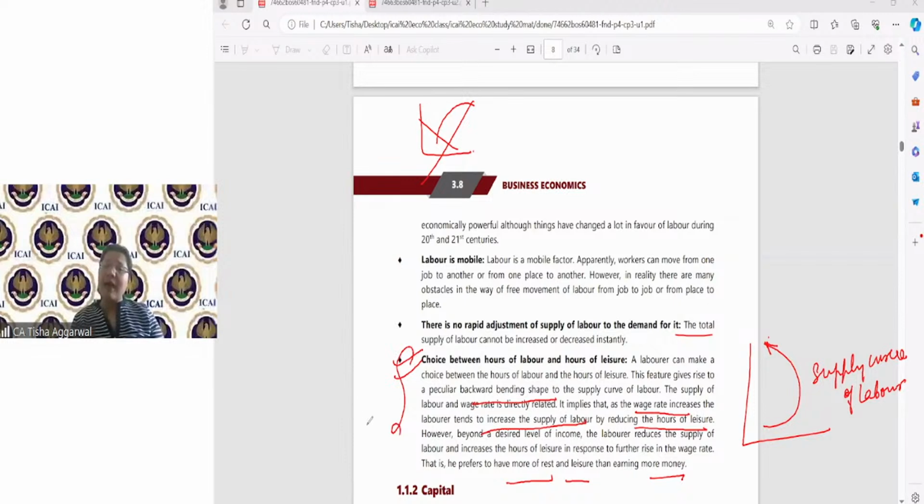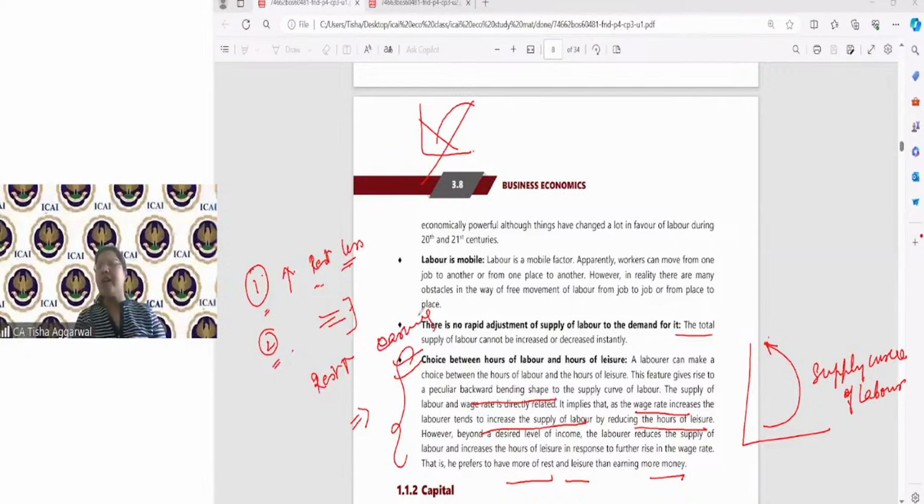So this is why the supply curve of labor is backward bending. The first thing you need to understand is that when you start earning, you want to earn, you say, I will rest less. But after a period of time, you say, no, never mind. I have earned a good amount. Now I want to rest more, even if I'm earning less. Why? Because I have already earned it. I'm not going to be in the race forever.